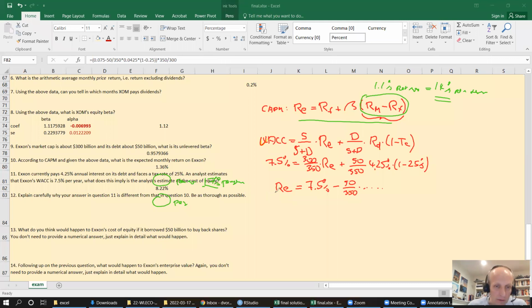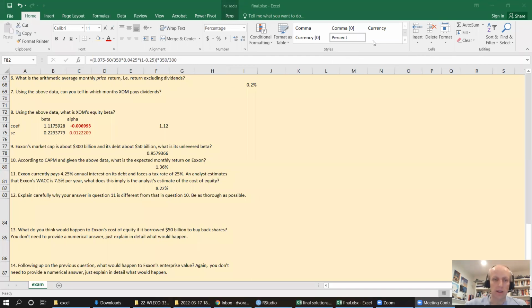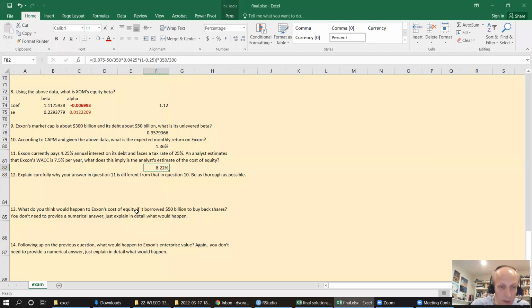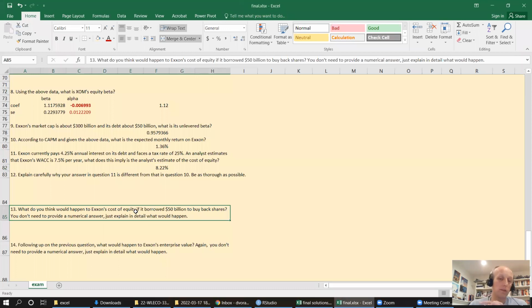Okay, fantastic. Let me actually clear these drawings and X this out, and let's move on to the next question. What do you think would happen to Exxon's cost of equity if it borrowed 50 million to buy back shares?